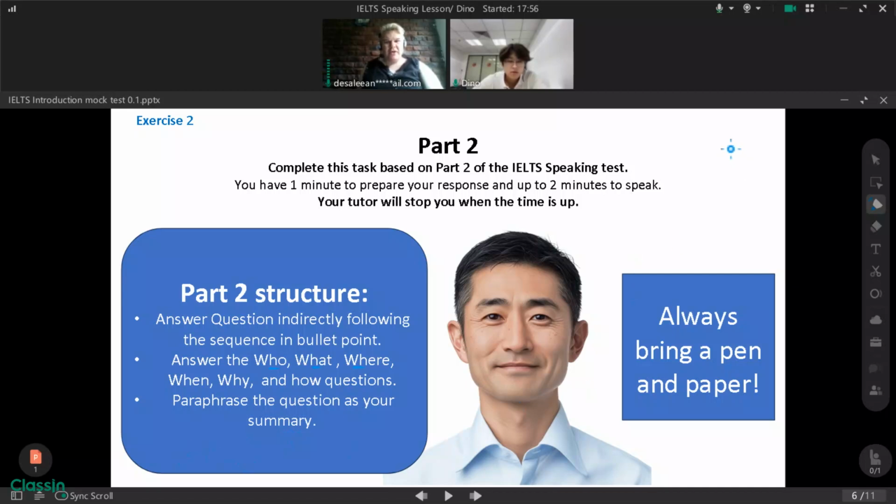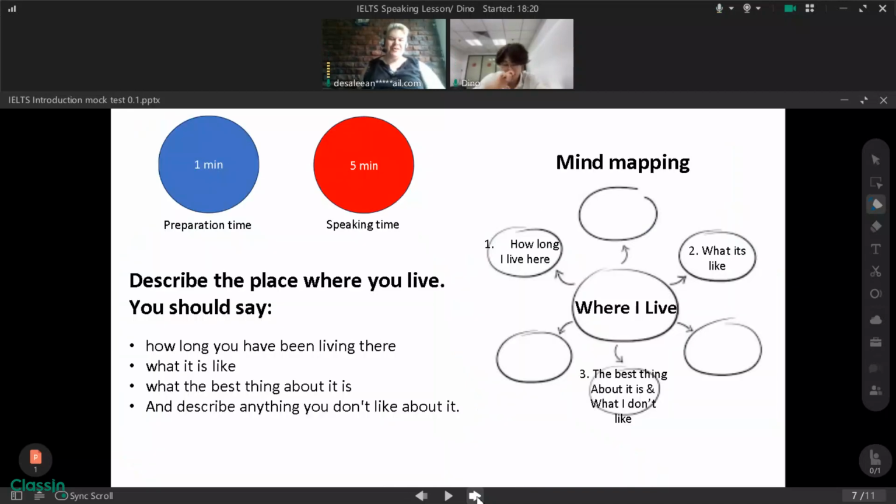Now, in this section, you must always bring a pen and paper to make notes. The notes are usually in the form of a mind map. Do you have pen and paper with you now? Yeah, I have this. Perfect. Okay, so let's go to the question. Now you can see here is a mind map. Mind mapping is very helpful.